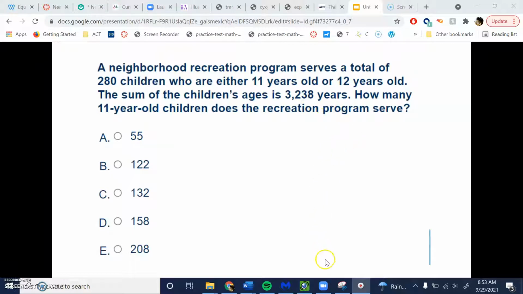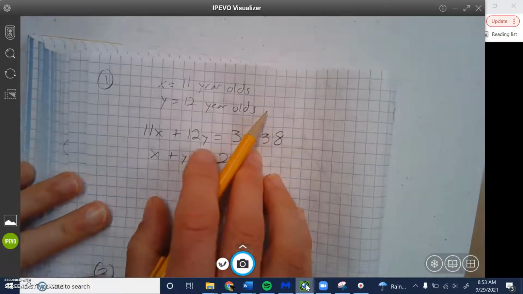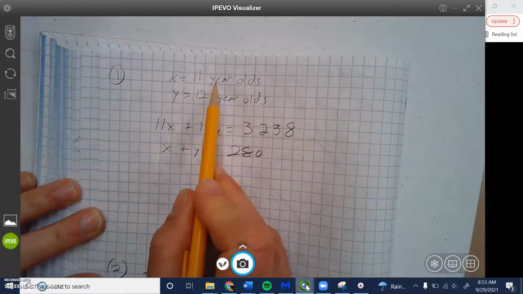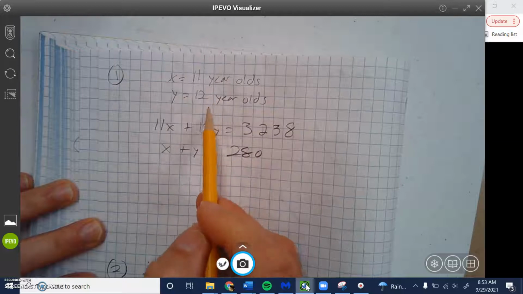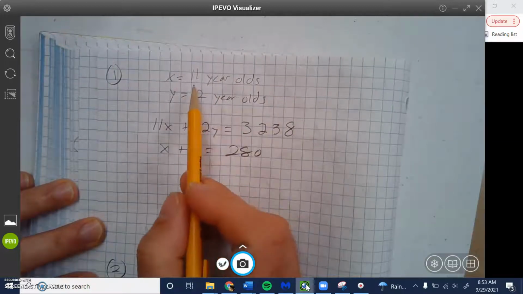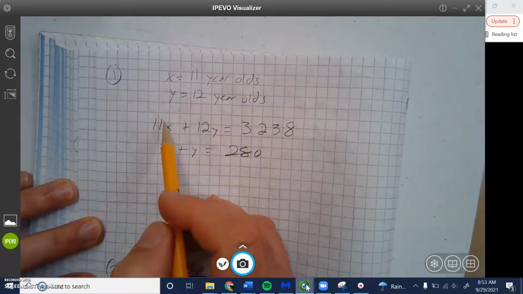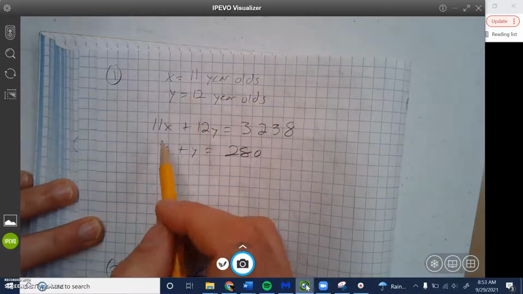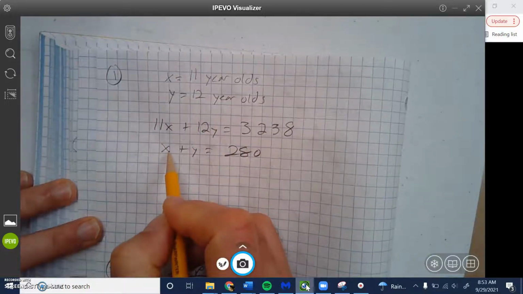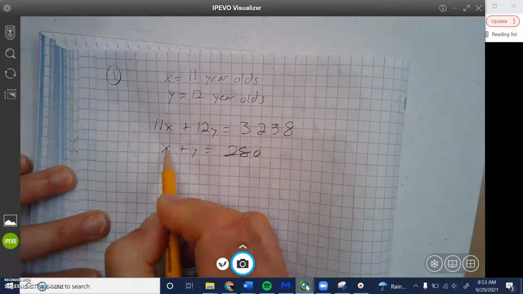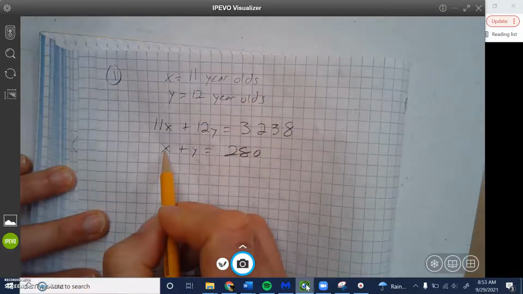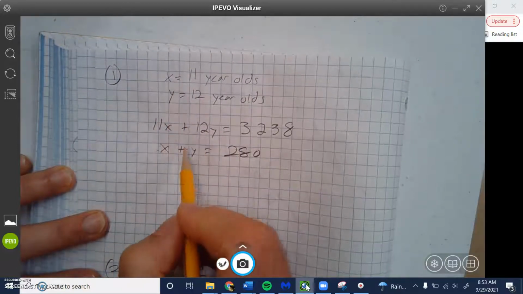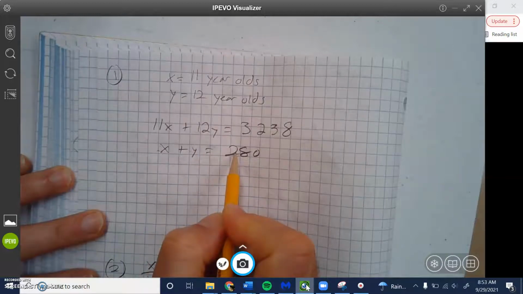So a lot going on here. First thing I'm going to do is assign the variables. X is going to be for 11-year-olds and Y is going to be for 12-year-olds, because we have 2 unknowns here. You don't know how many 11-year-olds or how many 12-year-olds there are. Now, one of the equations is usually an age equation, and one equation is going to be an amount equation. In this case, the 11 and 12-year-olds are 280 total children. So the amount of 11-year-olds plus the amount of 12-year-olds is 280.